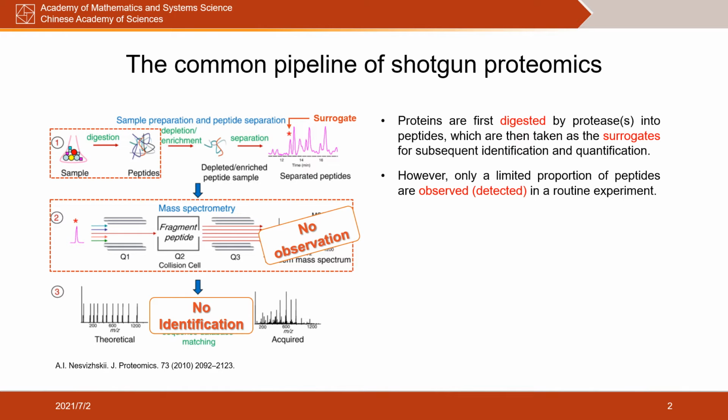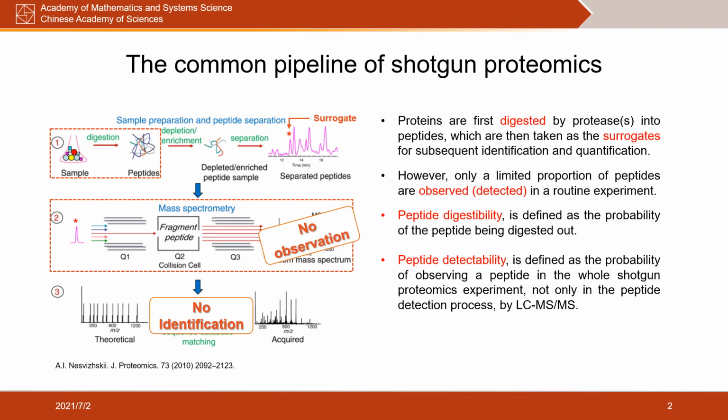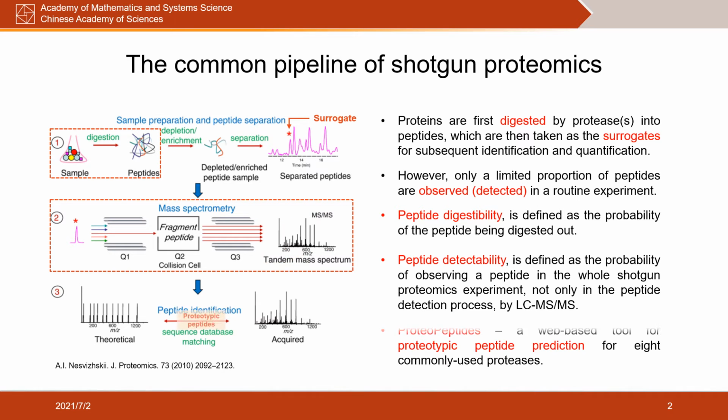Before we talk about this study, there are two basic definitions you need to know. That is, peptide digestibility is the probability of the peptide being digested out, and peptide detectability is the probability of observing a peptide in the whole shotgun proteomics experiment. The ProteoPeptides Server can be applied to these prediction tasks for 8 commonly used proteases.